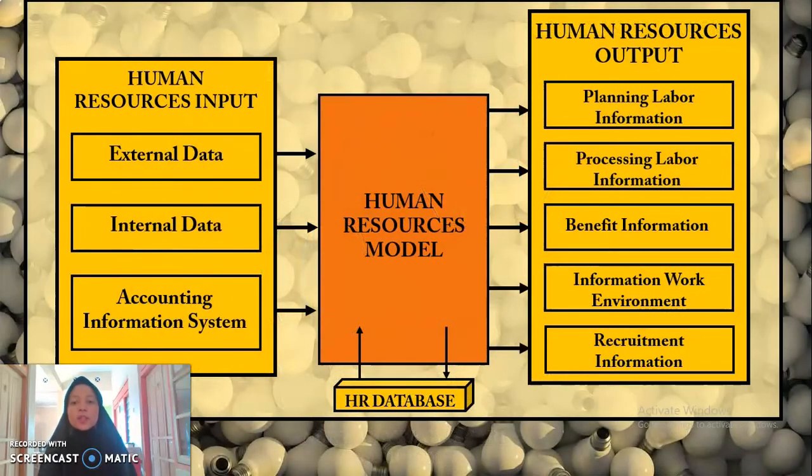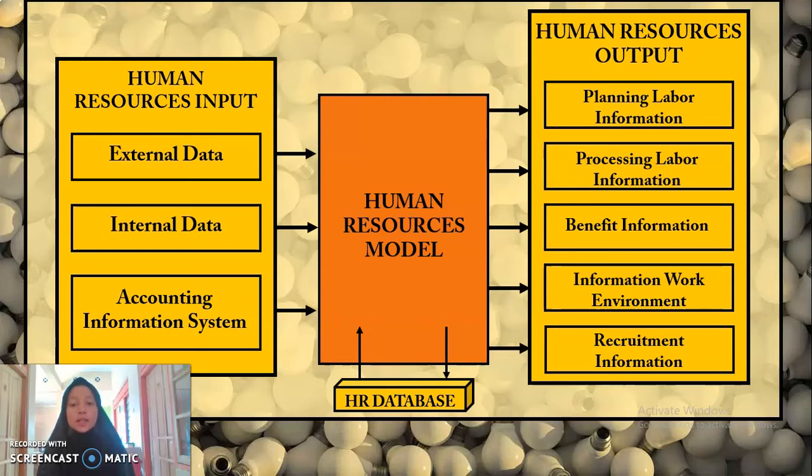Okay, before we talk about the case study, I will explain what a human resource information system is. It is a function that treats humans in the organization as the most important economic resource, because the success of a company will depend on the quality of its human resources. The model of a human resource information system consists of an input subsystem, a database, and an output subsystem.